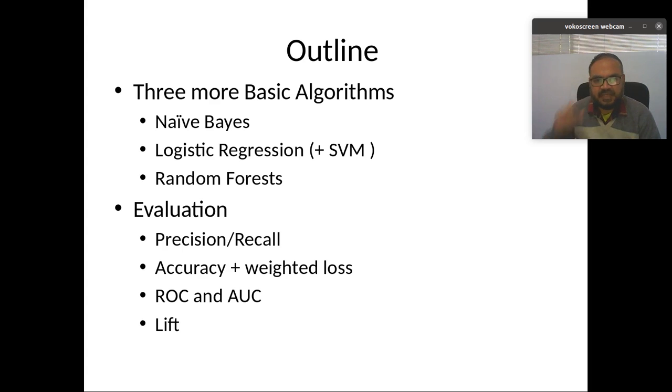So let's begin. The outline for today's lecture is as follows: we will cover naive Bayes, which is a machine learning algorithm. Then we will discuss logistic regression and SVM as well. Then random forests, and at the end we will cover evaluation techniques, which include precision, recall, accuracy, plus weighted loss, ROC, AUC, and lift.